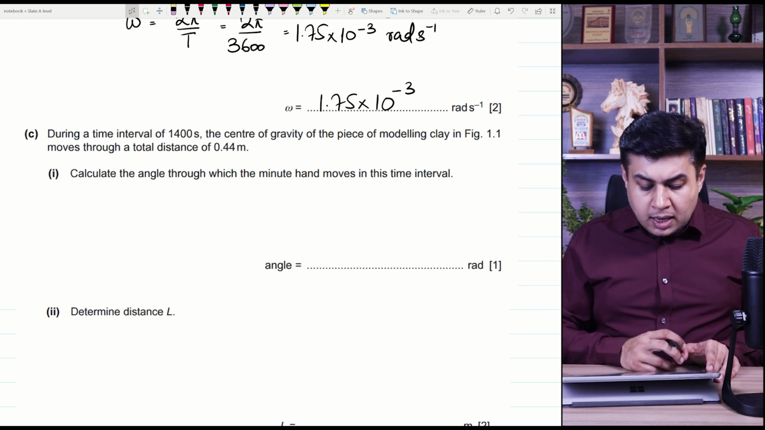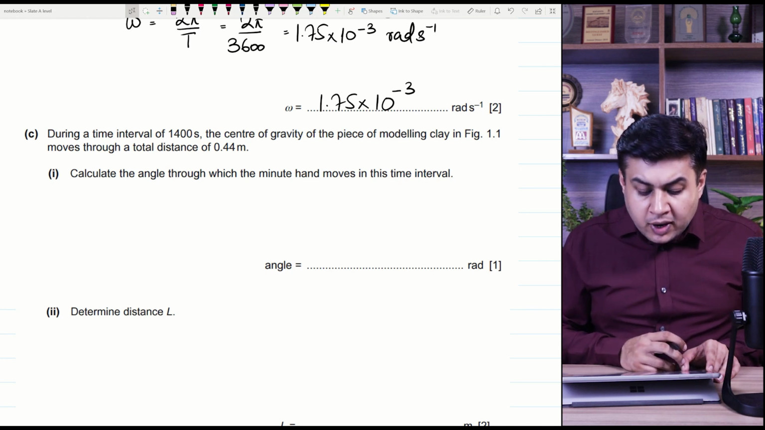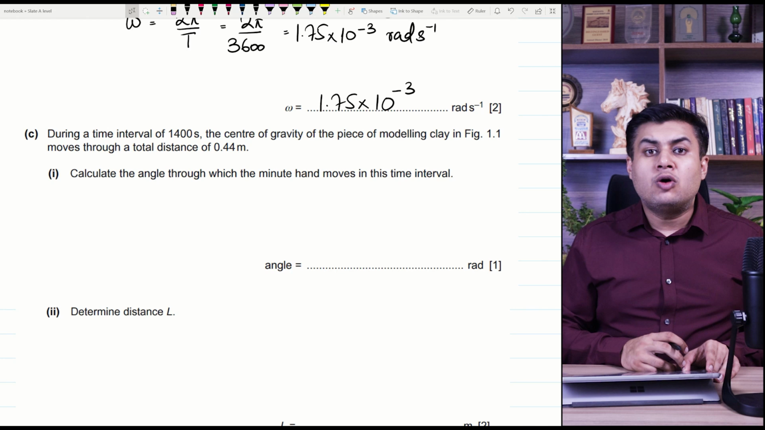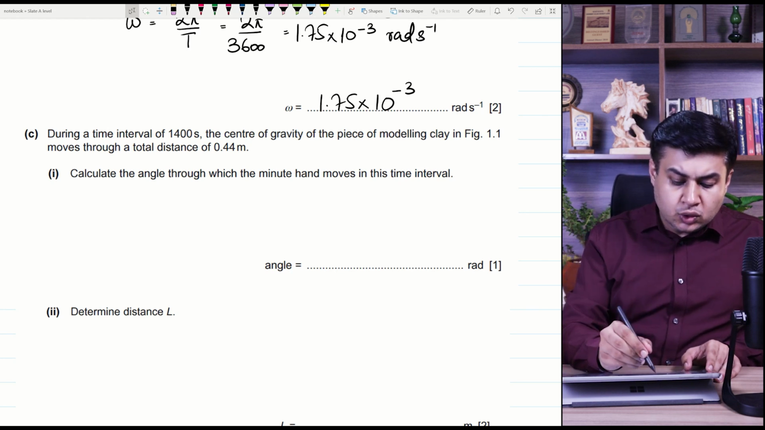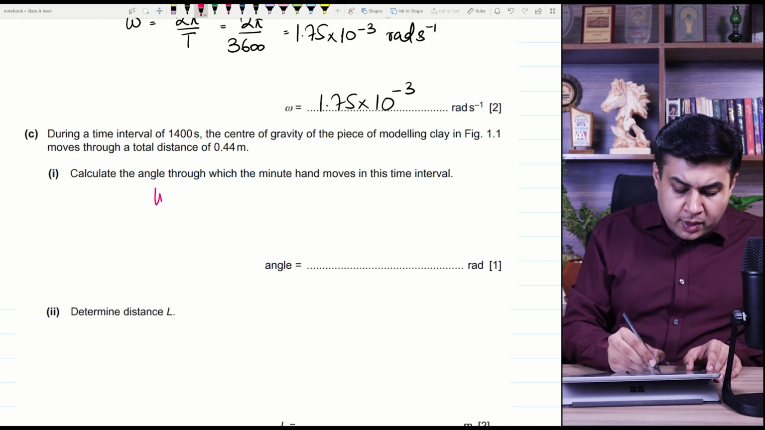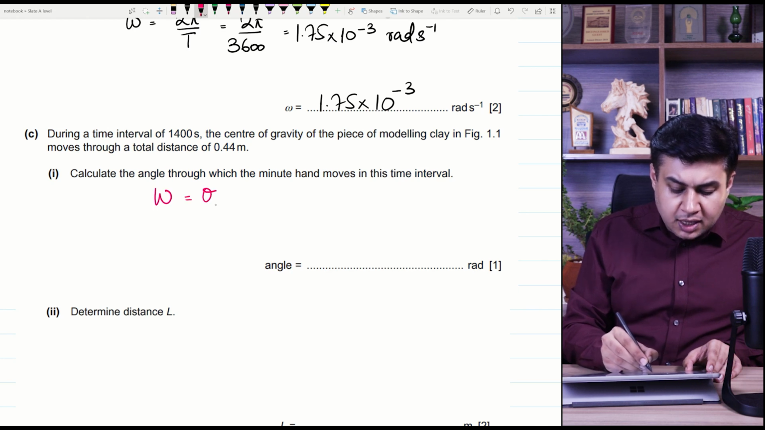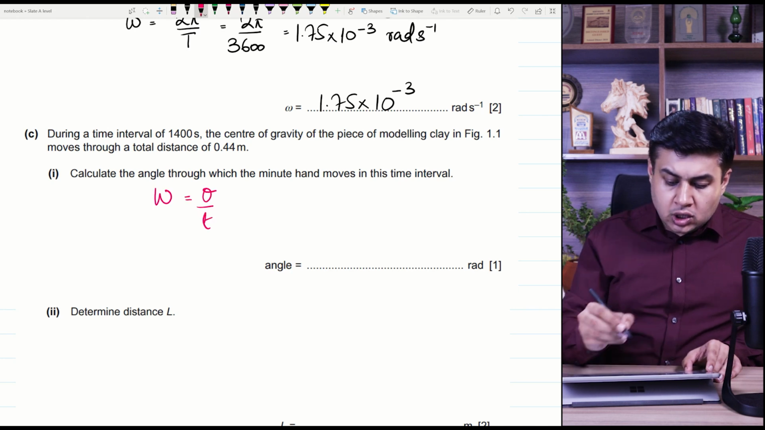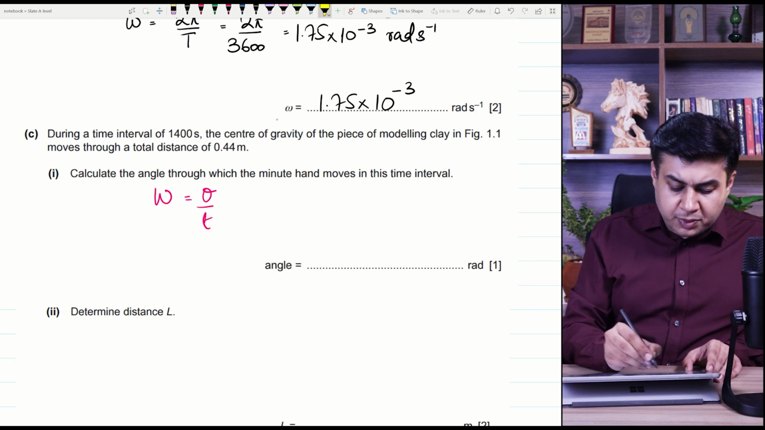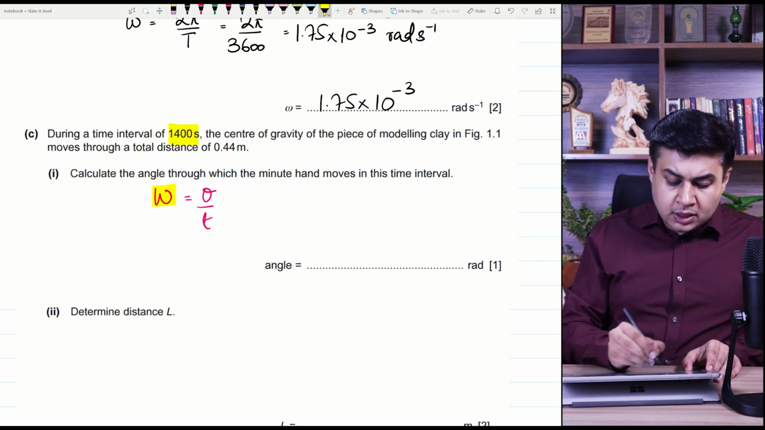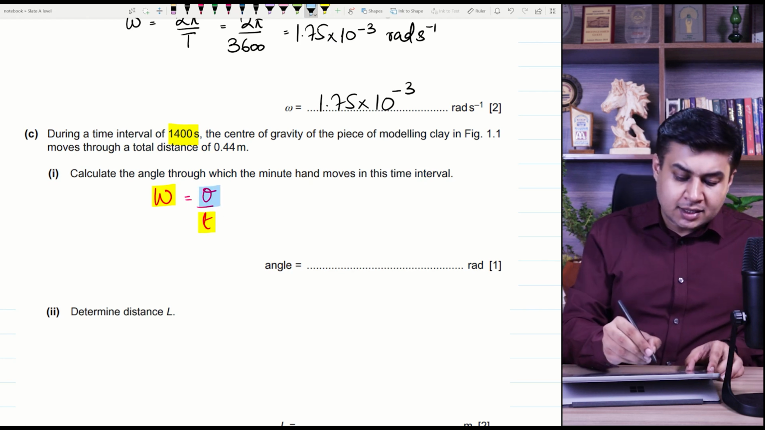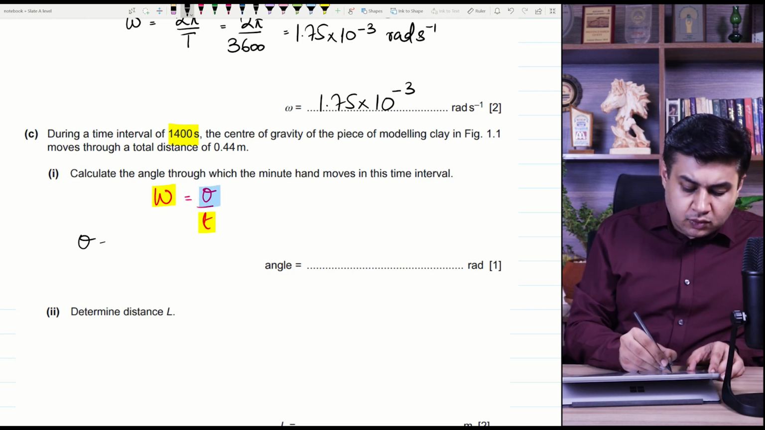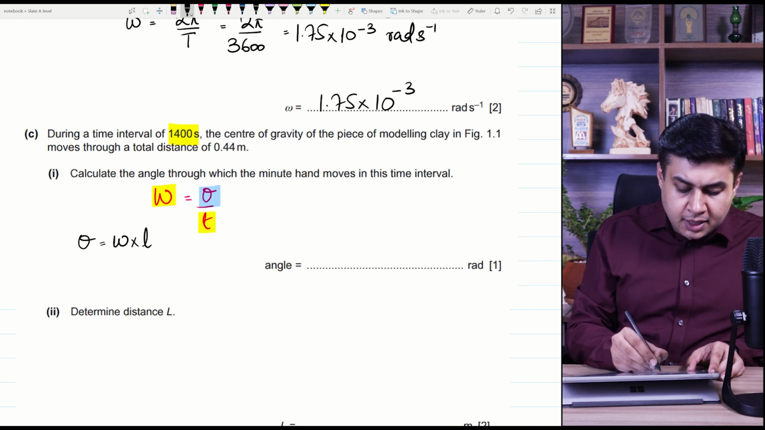ठीक है बच्चों, आप लोगों ने यहाँ पर एंगल फाइंड करना है जो वो कवर करेगी in how much time? In the time of 1400 seconds. So simply you can use this formula of omega. Omega equals theta over given time t. ठीक है, you have the value of omega from the previous part. You are given with the value of time as well, right? Simply आप लोगों ने यहाँ से theta की value find out करनी है. So let's make theta subject of the formula. So theta is equal to omega multiplied by t.